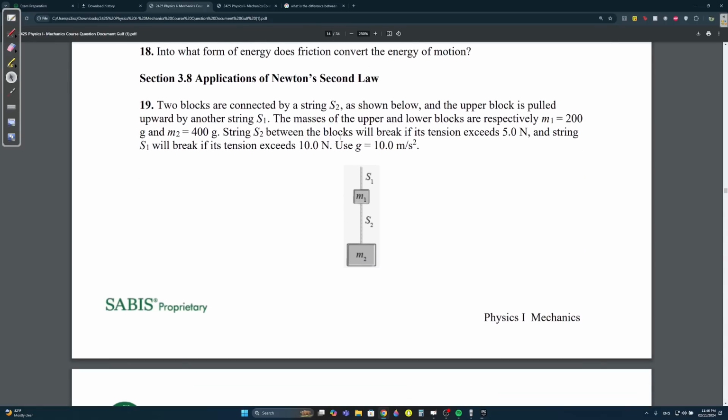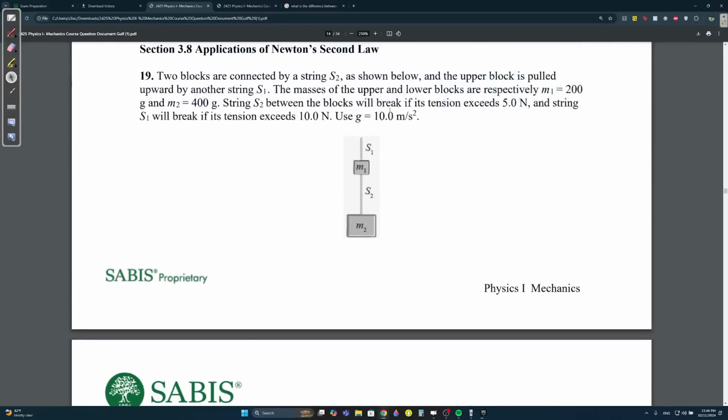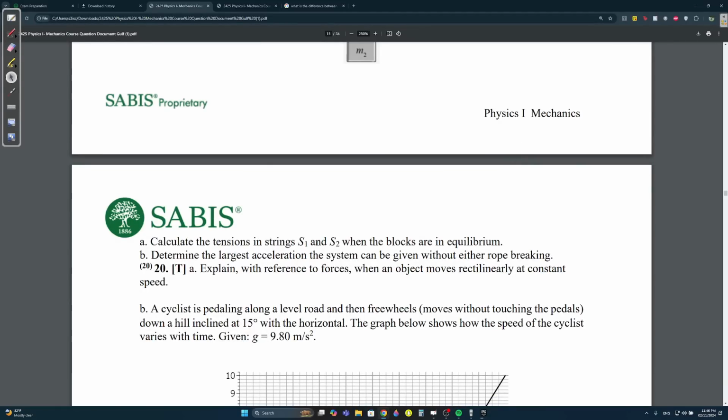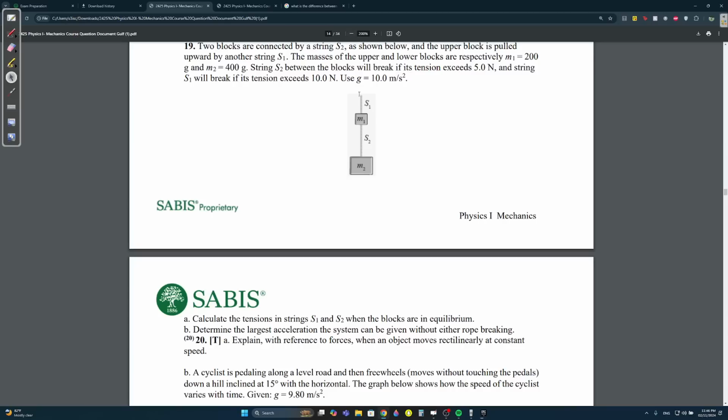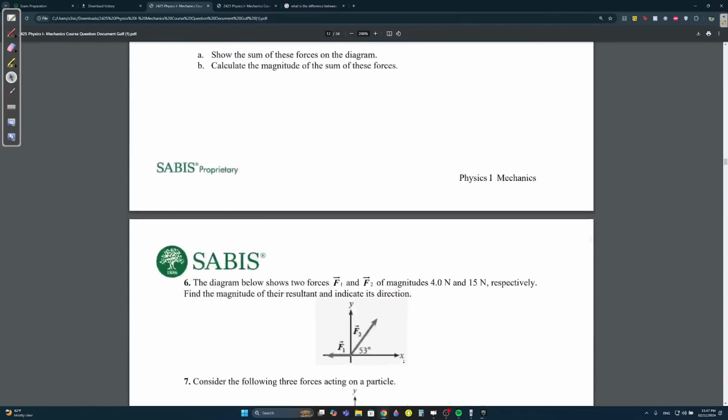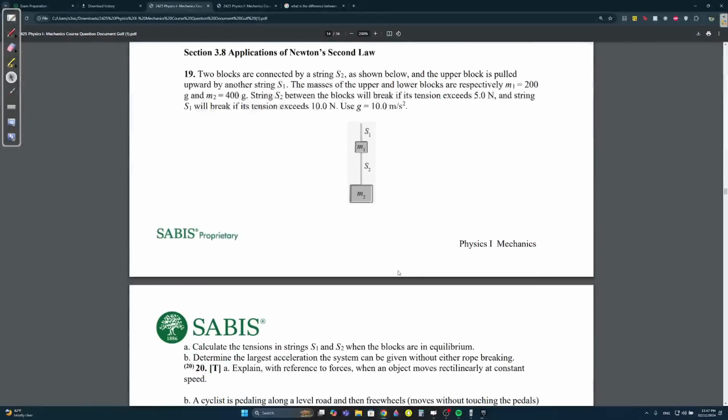2 blocks are connected by a string, S2, as shown below, and the upper block is pulled upward by another string, S1. The masses of the upper and lower blocks are respectively M1 is 200, M2 is 400. String S2 between the blocks will break if the tension exceeds 5, and string S1 will break if its tension exceeds 10. Calculate the tensions in strings S1 and S2 when the blocks are in equilibrium. Determine the largest acceleration the system can be given without either rope breaking.